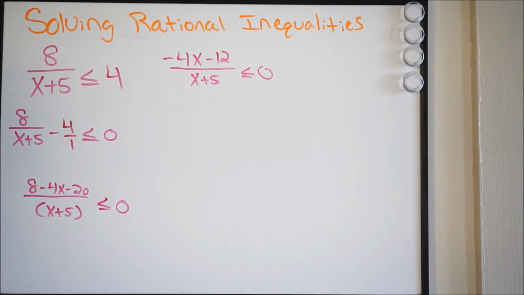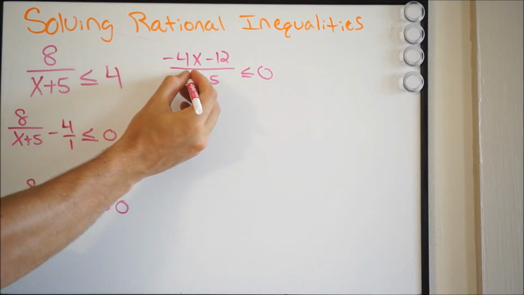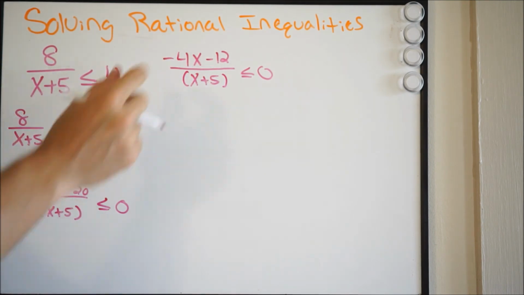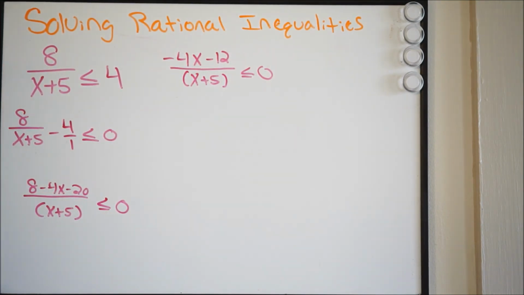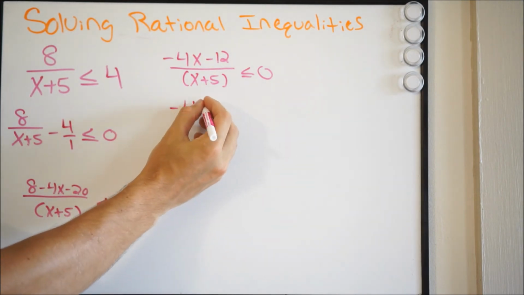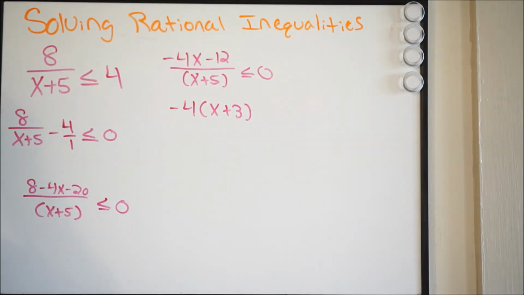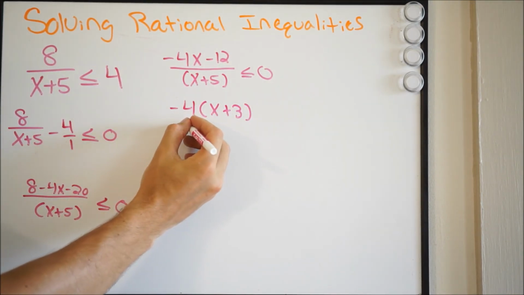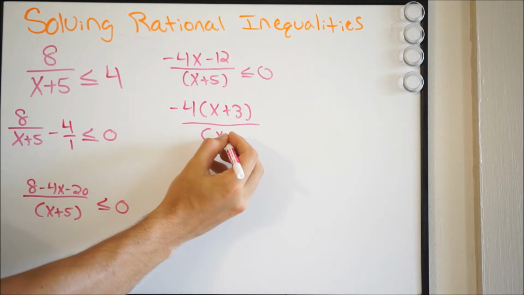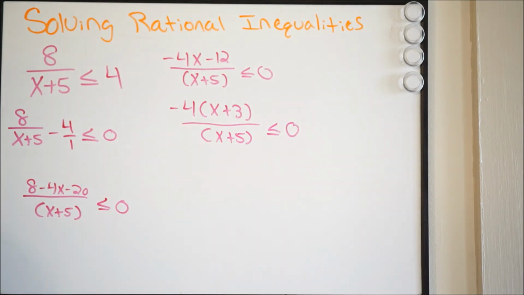Okay. Again, now that we have it simplified down, we want to go ahead and try to factor the numerator and denominator if possible. Well, my denominator is already factored, right? I can definitely factor my numerator by taking out a negative 4. So why don't we go ahead and do that? So I take out a negative 4, and I'll have x plus 3, right? And this will all be over x plus 5. This will be less than or equal to 0.